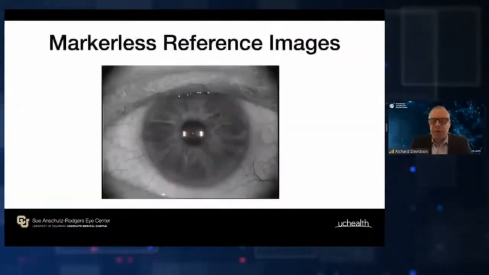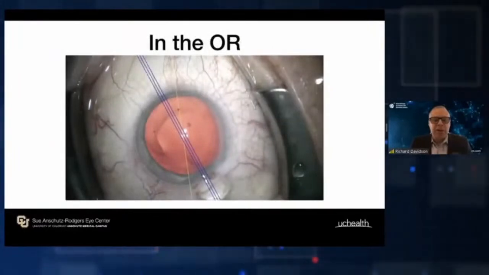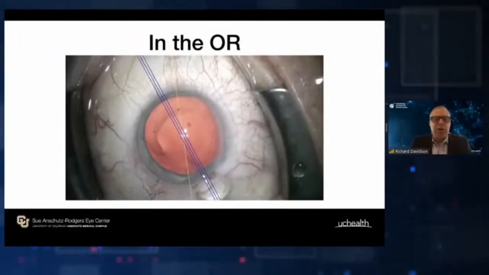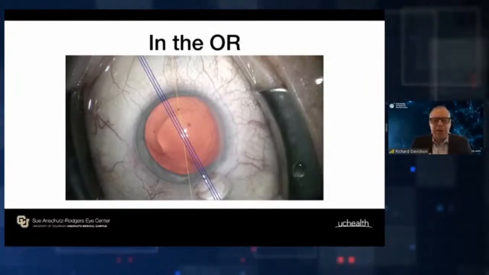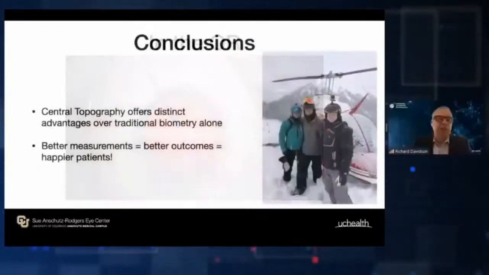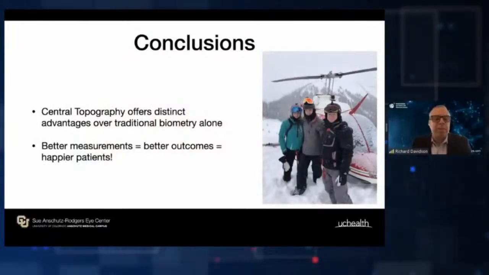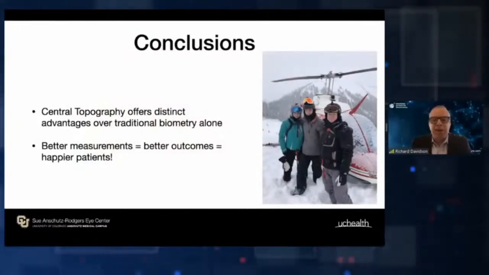We have a markerless reference image that can then be sent directly to the OR, and you can align things wirelessly. So you can literally go from the office into the OR, no paper, and have very accurate corneal measurements here. So in summary, corneal topography offers distinct advantages over traditional biometry alone. Better measurements equals better outcomes and happier patients.